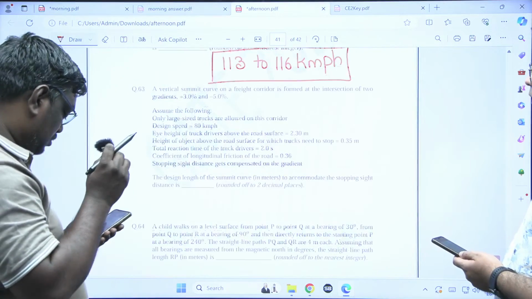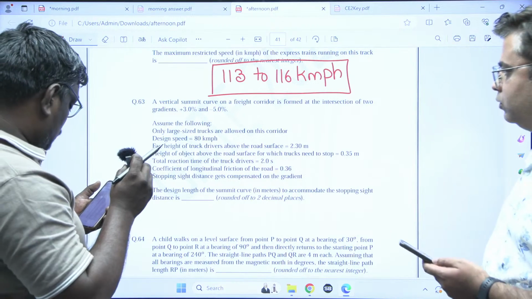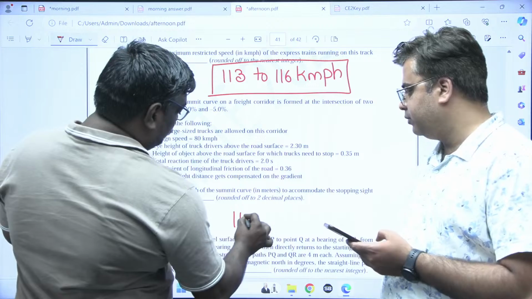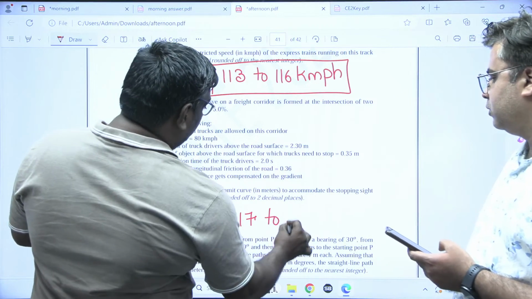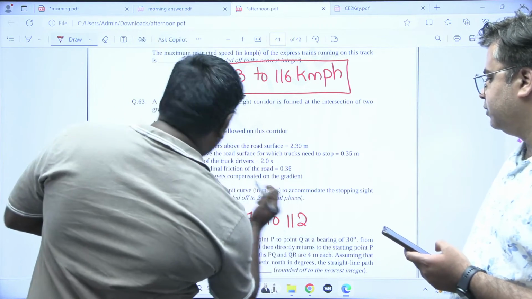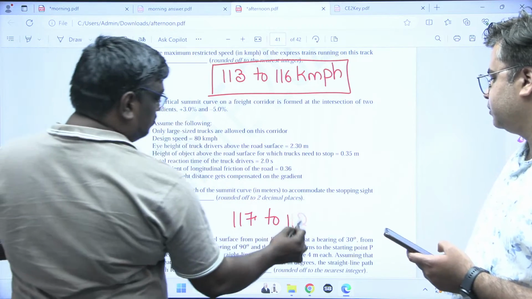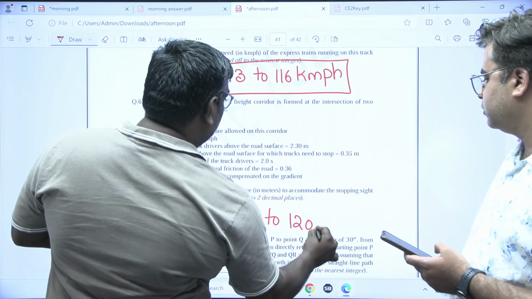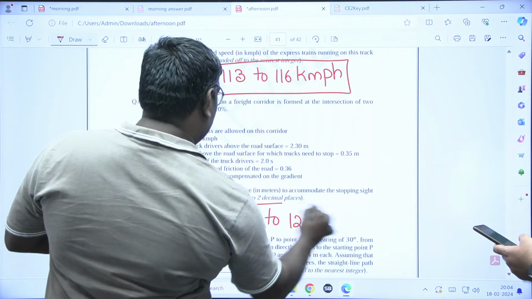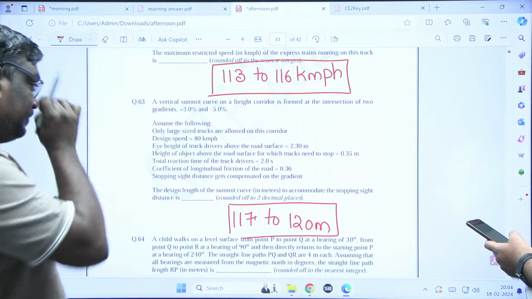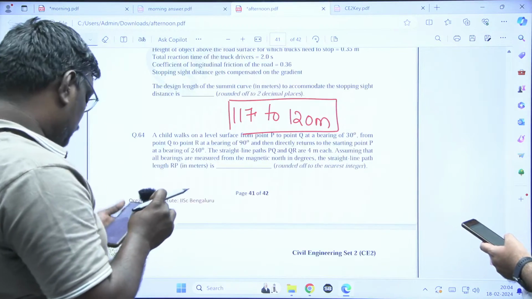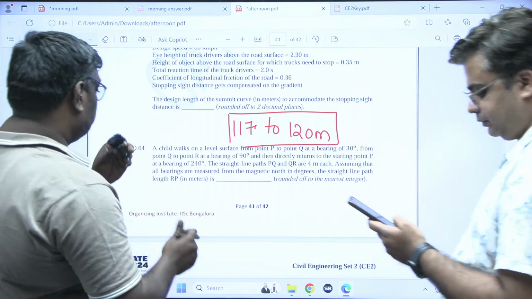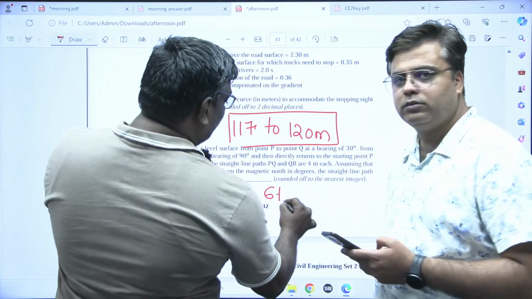Okay, this is question number 63. The answer is 117 to 120. The length of summit curve. Then you have the next question, number 64. For this 64, the range is 6 to 8.